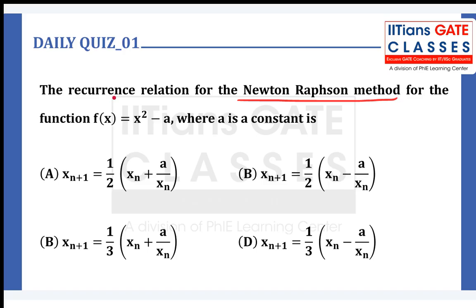So here you are supposed to find the recurrence relation for this f of x, which is x square minus a. Okay, so typically we use this scheme to find the square root of a number a. Okay, so x is basically square root of a, and to find it numerically using this Newton-Raphson method, this kind of recurrence is used. Okay, so let's do that.